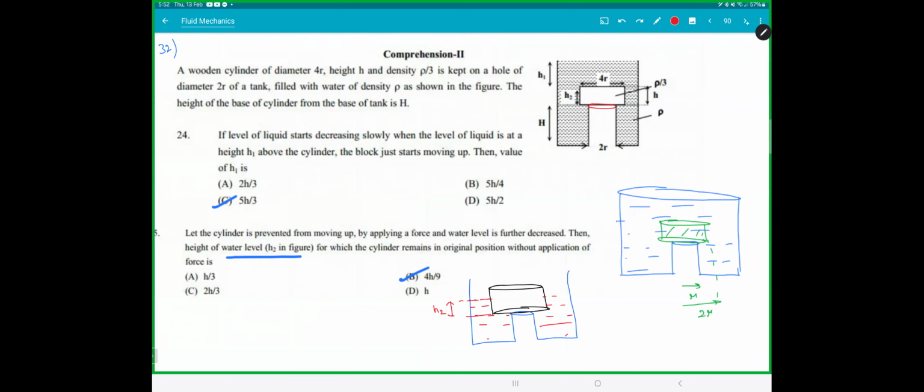So when you keep on decreasing the liquid level, at a particular height h1 the block is lifting off. Find h1. Then the second question is, if you continue decreasing, it will try to lift off, but someone is preventing it by applying a force. But once the water becomes h2, you need not apply any force. So find h2. So there are two parts there. Get the first one. You just need to draw an FBD.